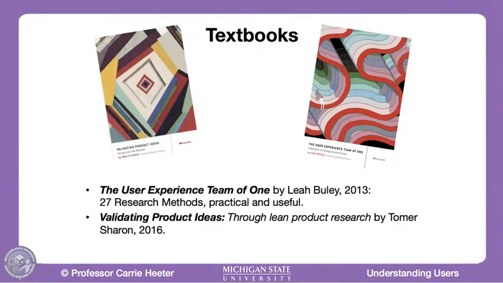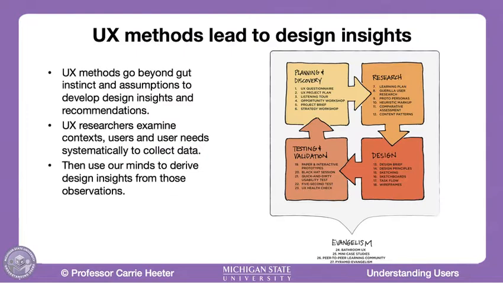These are the 2 textbooks for the class this year, The User Experience Team of 1 and Validating Product Ideas. The User Experience Team of 1 goes through 27 different user experience research methods. 27, and that's just the starting point. Yay! Pretty interesting. Planning and discovery methods, testing and validation, design, research.